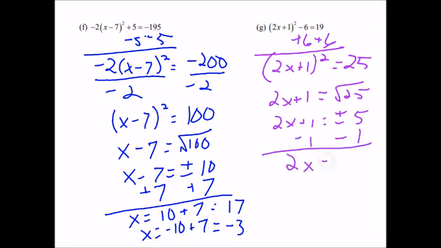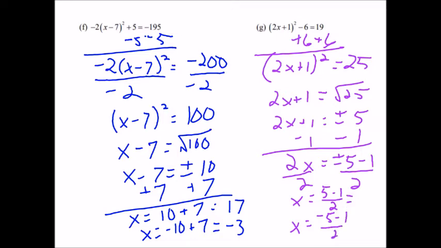So 2x is plus or minus 5 minus 1, and then I'm going to have to divide that by 2. So my two answers are going to be 5 minus 1 divided by 2 and negative 5 minus 1 divided by 2. 5 minus 1 is 4, divided by 2 is 2. Negative 5 minus 1 is negative 6, divided by 2 is negative 3. So 2 and negative 3.